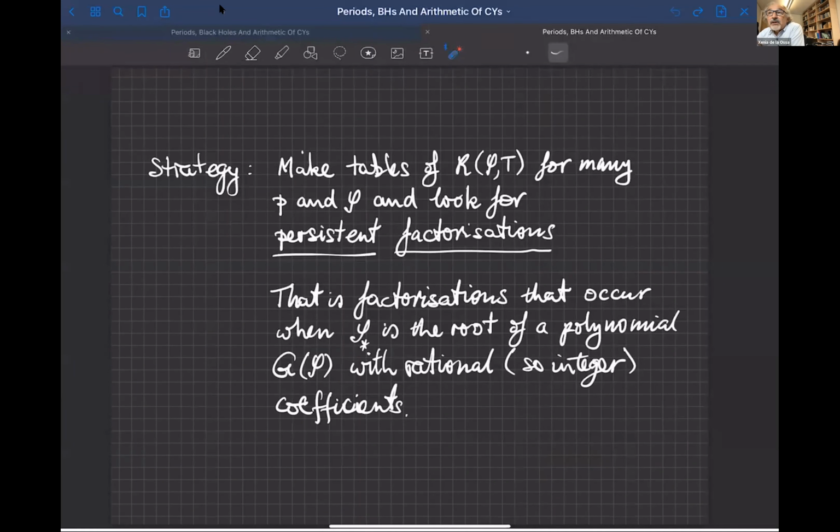That's our hypothesis. And if we make that hypothesis, then we look for polynomials g of phi such that when g has a root, the polynomial R always factorizes.